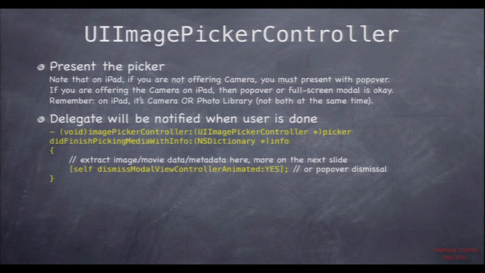After the user takes the picture, crops it if you allow them to do that, et cetera, boom, this delegate method will be called. This delegate method has a very important single argument, which is a dictionary, info, and the info has all the info you need to deal with it, and I'm going to talk about that in a second. But one important thing to notice here is this is a modal view controller. You need to dismiss it.